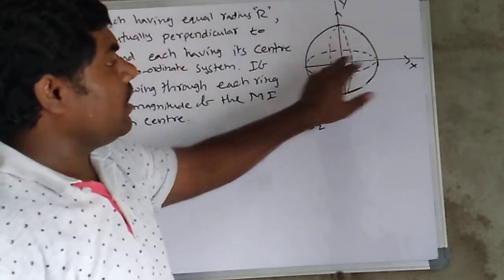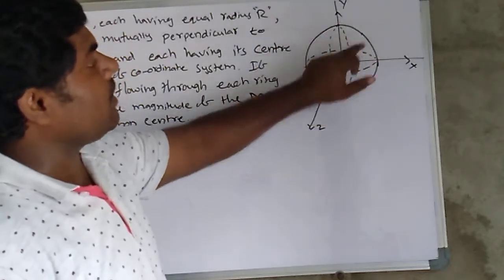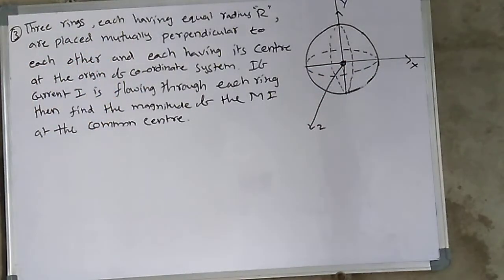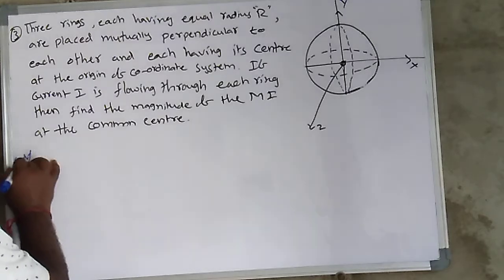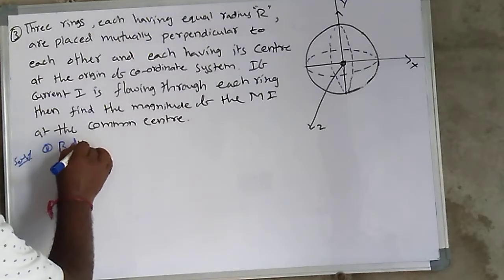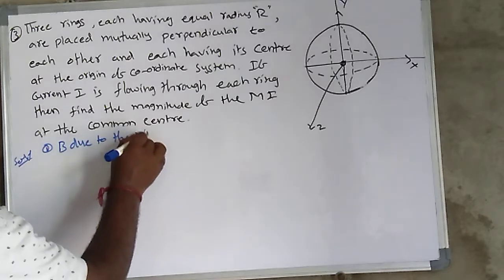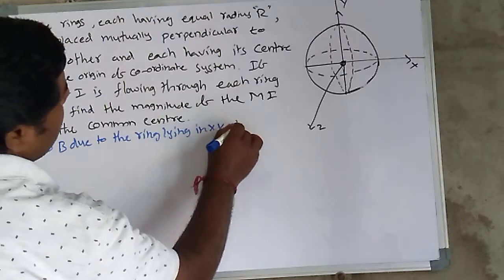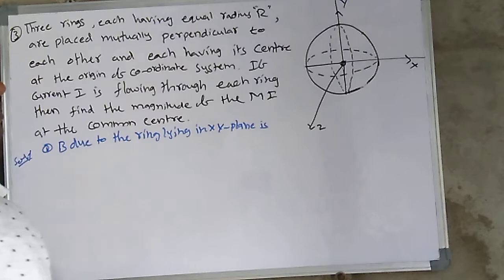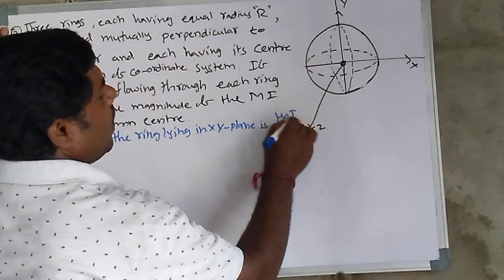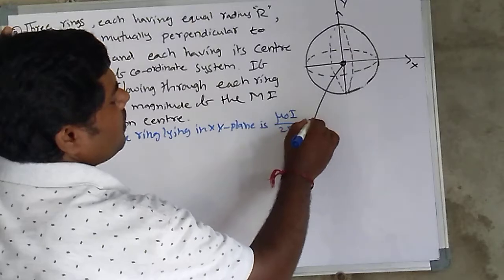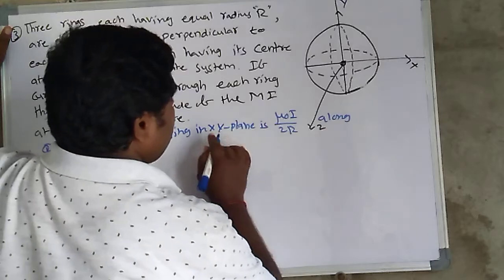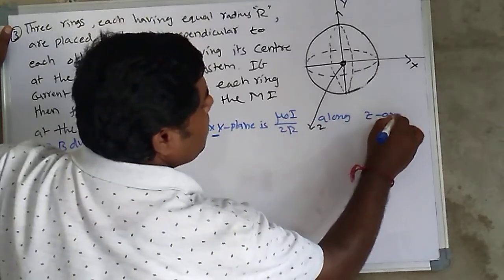Everybody see the diagram. This is one ring, and this is along the x-axis, this is along the y-axis, this is along the z-axis. Three rings, with the common center here. Solution. The first point: B due to the ring lying in the xy plane is mu naught I divided by 2r, along the z-axis.